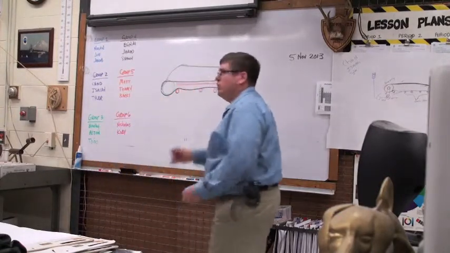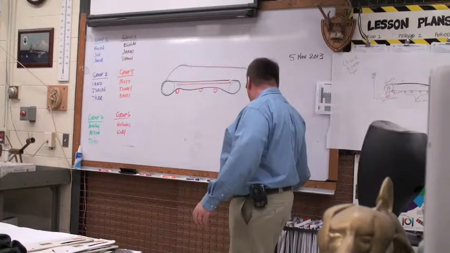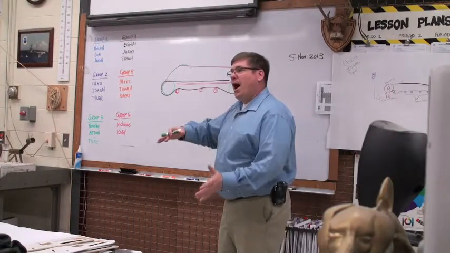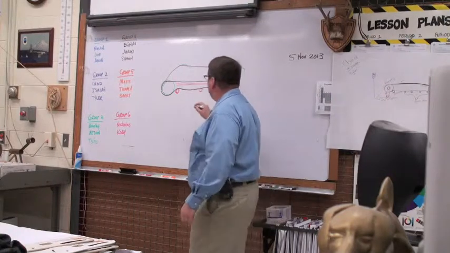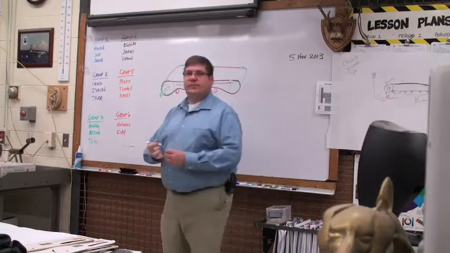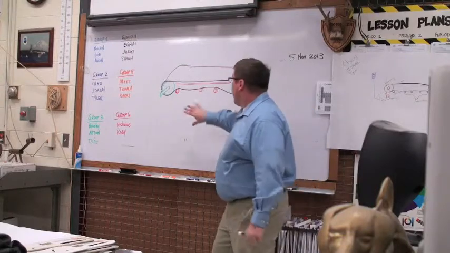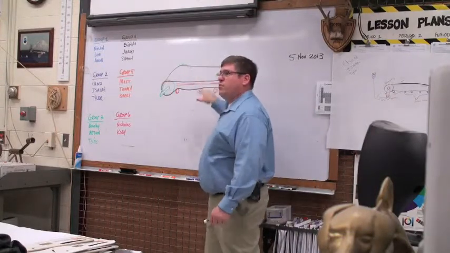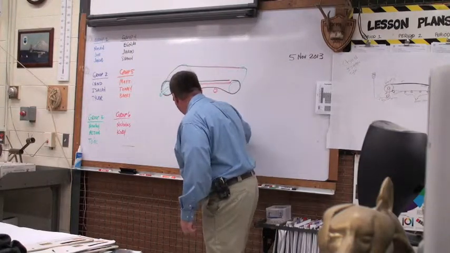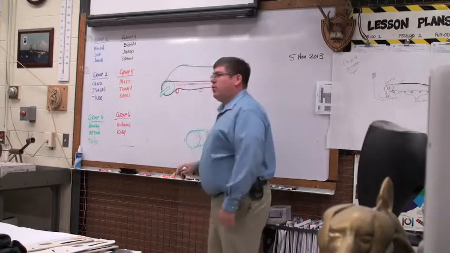So here's my belt. You can see my flatbed. You can see my pulleys. Now again, what determines whether one's a drive pulley or driven pulley is where my motor is attached. So, here's my shaft. I've got to have a way of turning this shaft to turn this belt. So I'm going to have a motor. Okay, here's my motor.